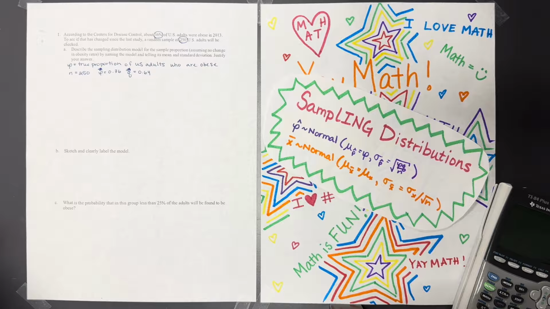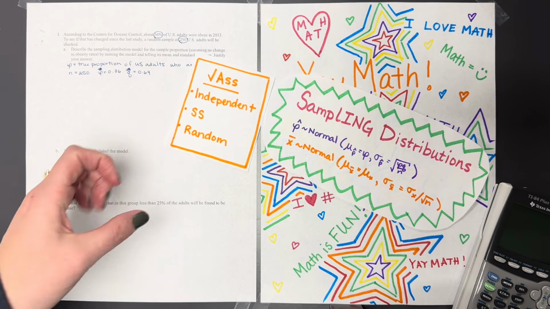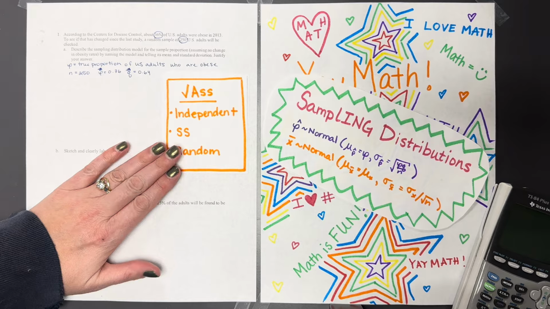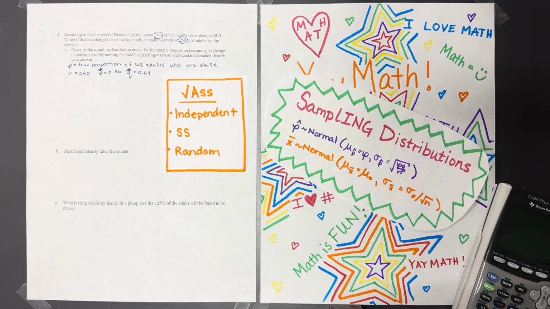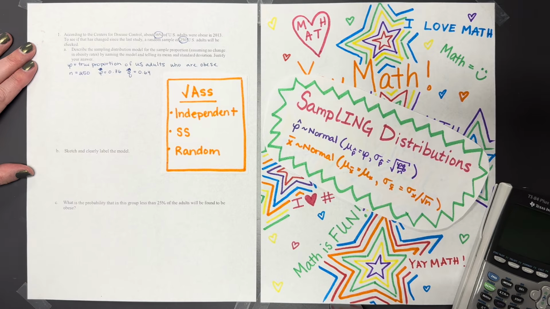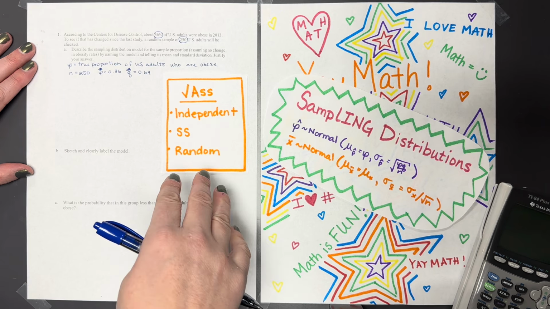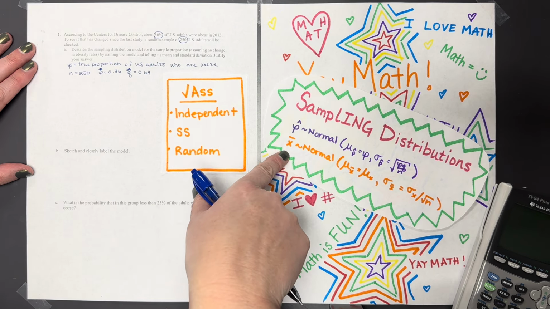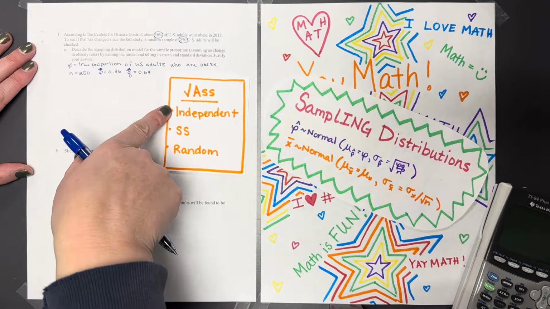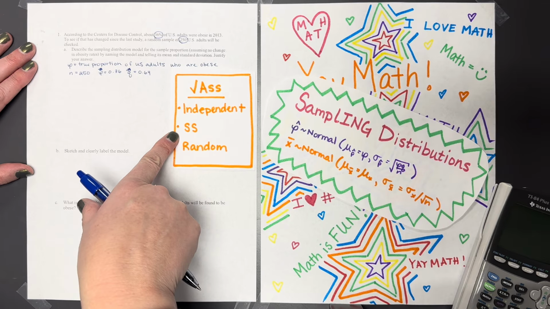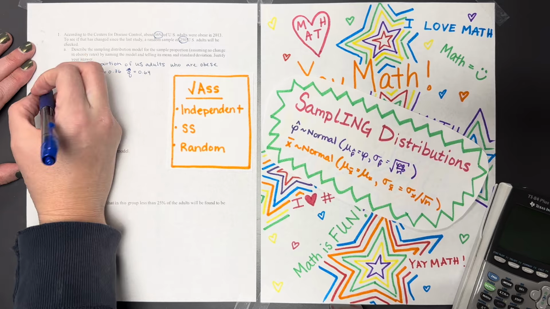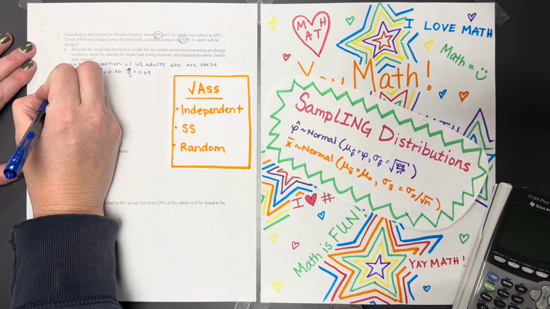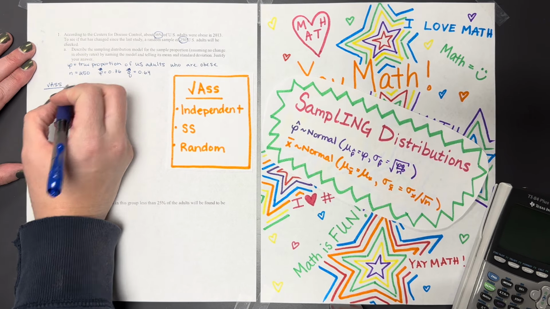In order to use my sampling distribution, I need to go through check-ass. I need to check my assumptions and conditions. The assumptions and conditions follow the same model for both p hat and x bar, for both proportions and means. We have to check for independence, sample size, and random. So my check-ass. Independence.